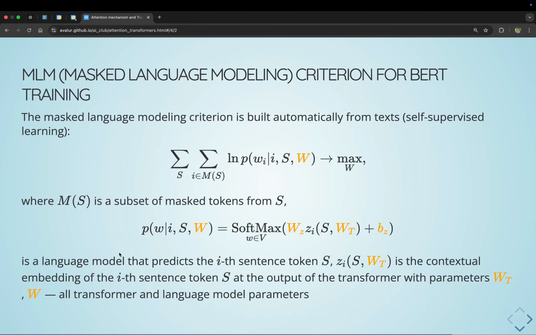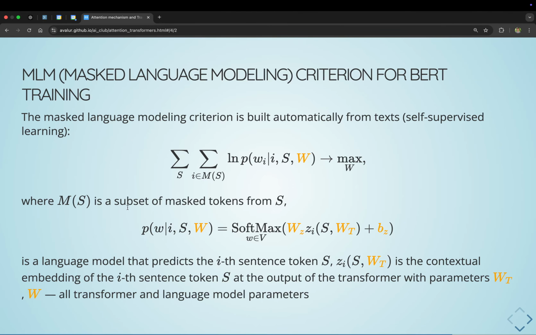How to formulate this task? Maybe the most popular way is called MLM, or masked language modeling. So we simply mask some certain words from our text, and we ask the model to predict these exact words based on all the other context.